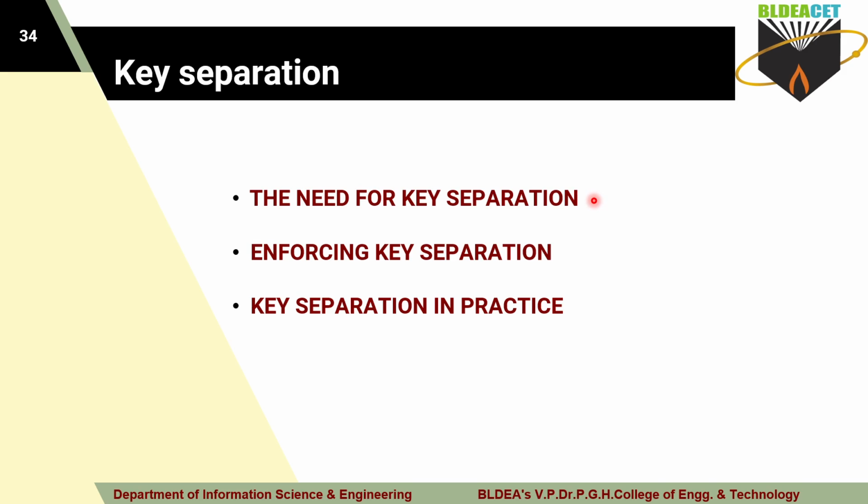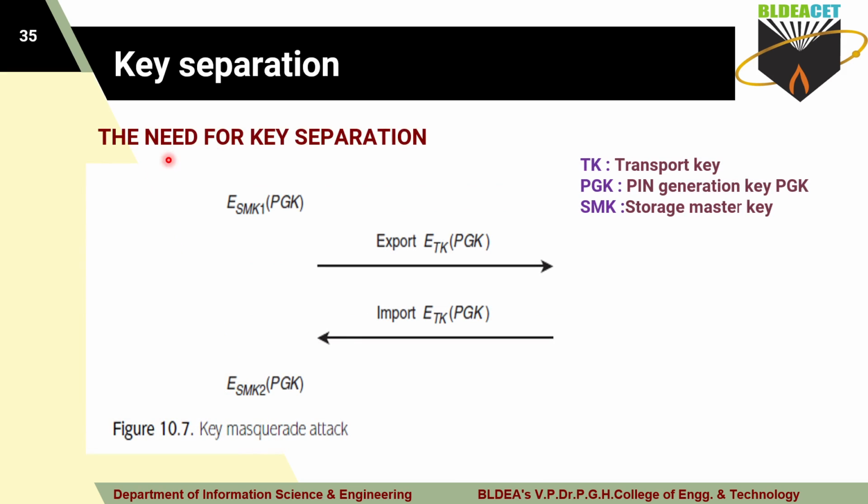If the same key is used for multiple purposes, it becomes a problem. We'll see what problem arises and why we go for key suppression. Next is enforcing the key suppression. You have to enforce the key suppression, and in some situations it is compulsory. I'll explain those things also. And then key suppression in practice. These are the three terms that come under key suppression. First we'll see why we go for key suppression.